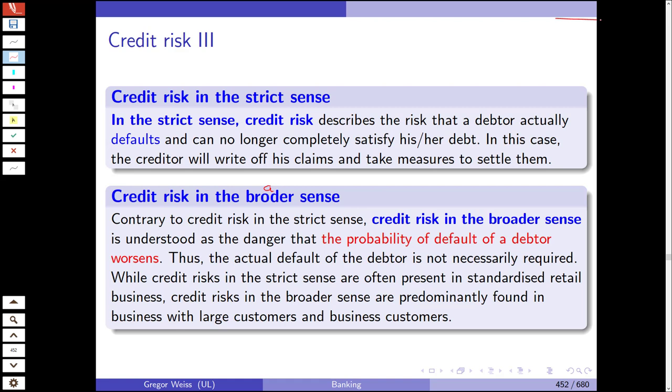So you start out saying there's a zero chance of default, and if the 0% changes to 2%, you also have credit risk. You don't have a default, but you have a slightly more probable default, and this is also credit risk, and it's called credit risk in the broader sense. Kreditrisiko im engeren, Kreditrisiko im weiteren Sinne.